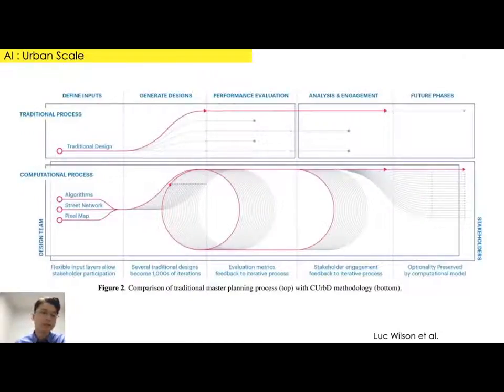On the bigger, urban scale, if you take a look at this slide, it's also the methodology part of some kind of study. The upper part is the traditional process of designing a city, I'd say. Traditional design starts with the inputs, and the urban designer comes up with design alternatives, and then a lot of people come together to discuss and evaluate the performance of it. After that, they do analysis, and then it goes to the further phases.